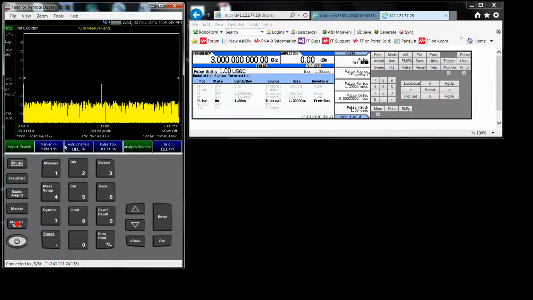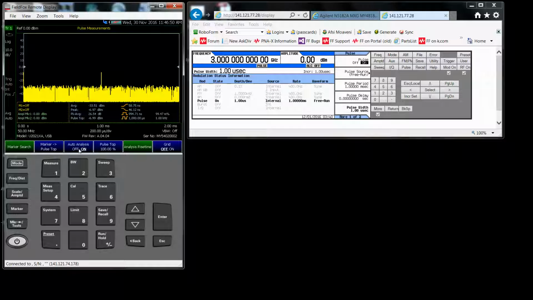I can go ahead and turn marker analysis on, and it gives me the data for the pulse. It's giving me an average of minus 33 dBm, peak of minus 7. Makes sense because I have 0 dBm at my source and I have a 6 dB power splitter and probably a dB of loss in the cable. There's my 1 kilohertz PRF, and this 995 nanoseconds is close to my 1 microsecond pulse width.